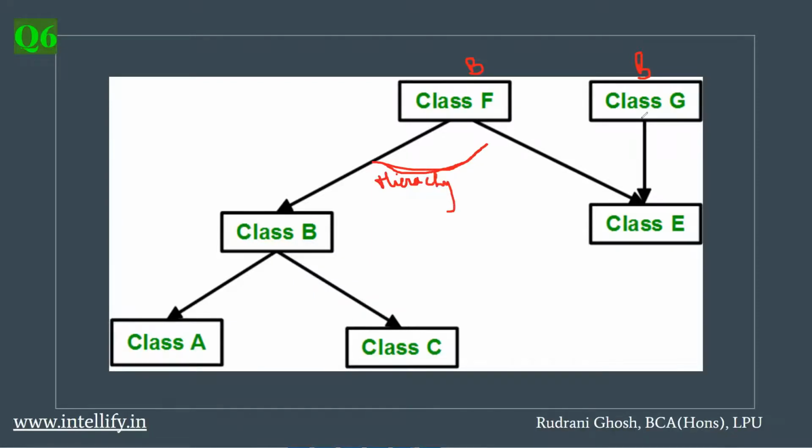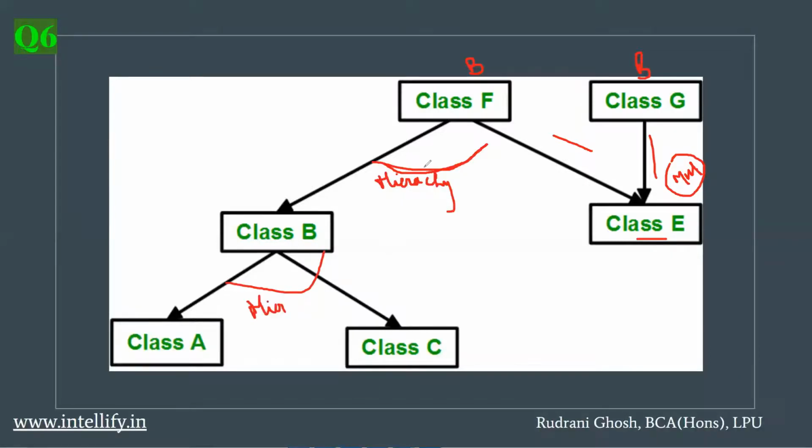Whereas here you can see that class E is being derived from class F and class G together. So this is a form of multiple inheritance because two classes are deriving one particular class. Again here we are seeing that class B is deriving class A and class C. So this is also a form of hierarchical inheritance.